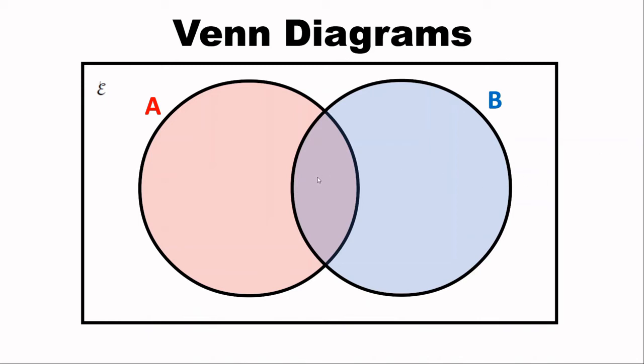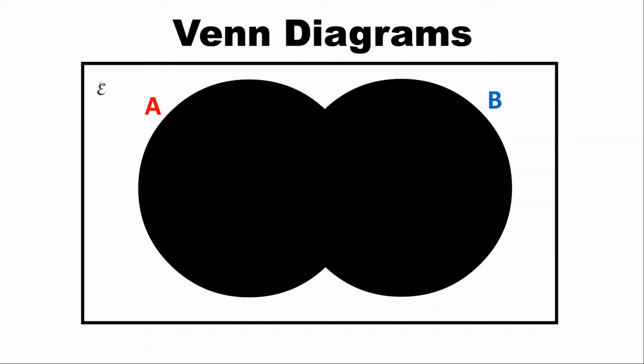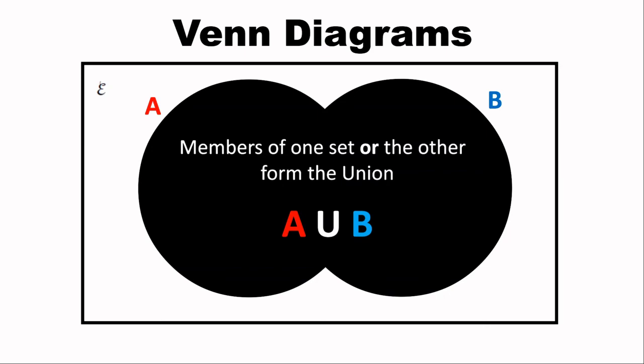Now, if I start shading my Venn diagram, I'll be representing different subsets of the universe. Here, for example, I've shaded everything that's either in A or in B, or both. Members of one set or the other form the union. So this is A union B that I've shaded.